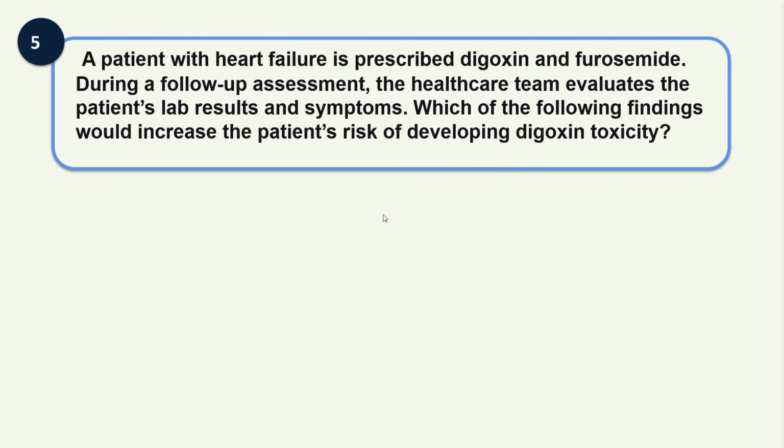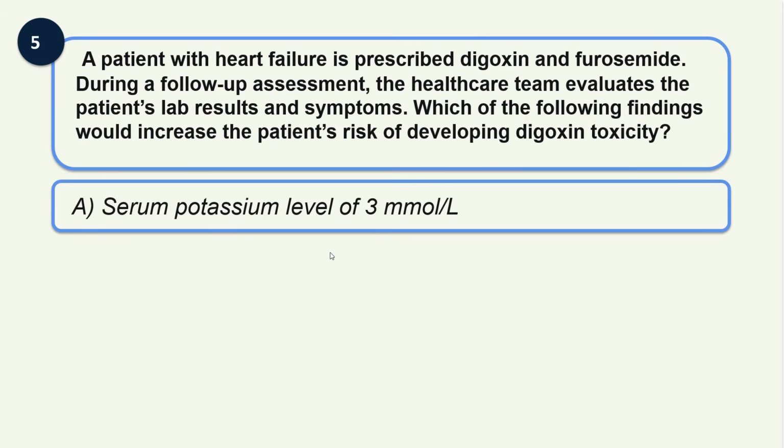Next, a patient with heart failure is prescribed digoxin and furosemide. During follow-up assessment, the healthcare team evaluates the patient's lab results and symptoms. Which of the findings would increase the patient's risk of developing digoxin toxicity?